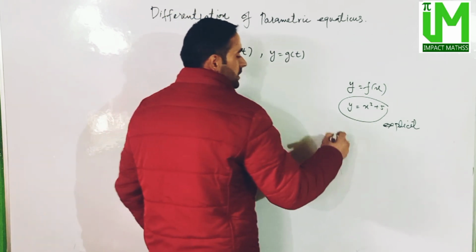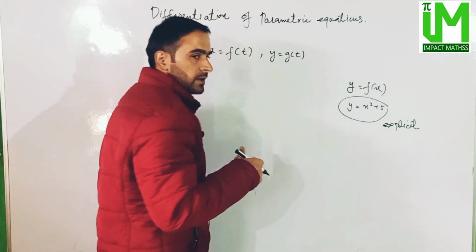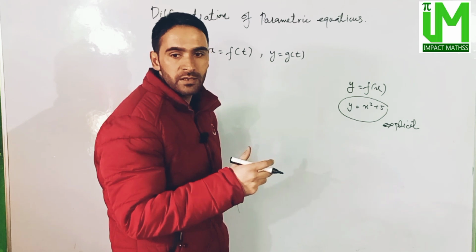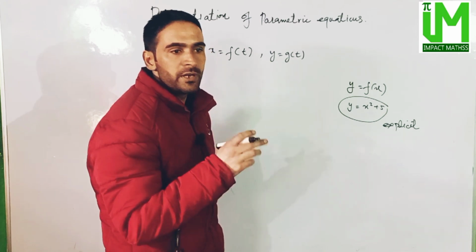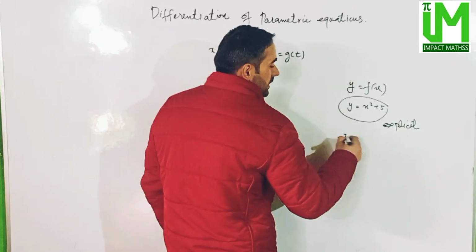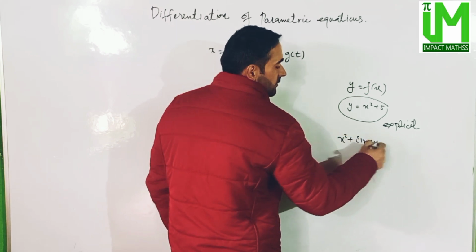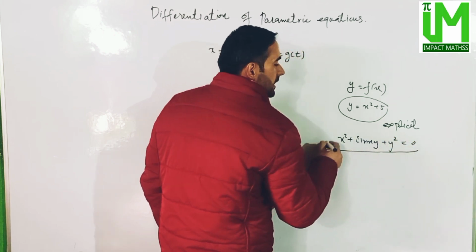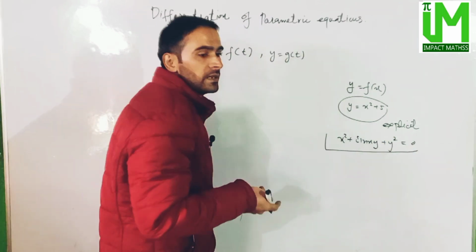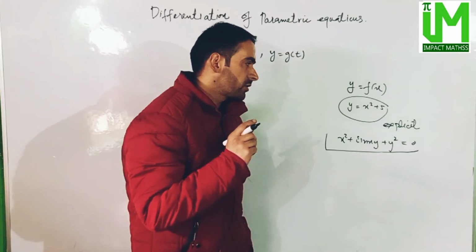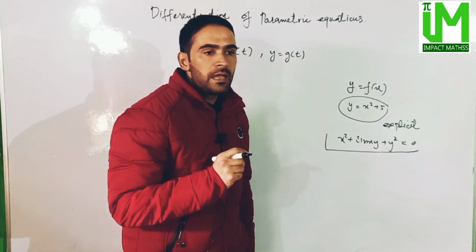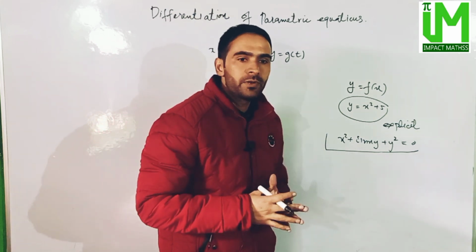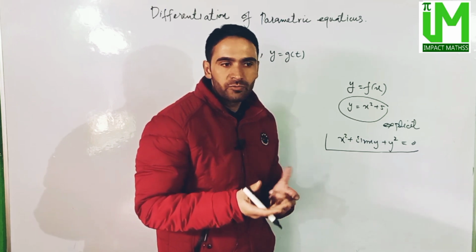Now, if we have the relation between the dependent variable and independent variable in a mixed form, we cannot easily separate the dependent variable from the independent variable. So if we have x square plus sine xy plus y square, as we have already seen, this is an equation where the dependent variable and the independent variable are mixed. This sort of equation was called an implicit equation.